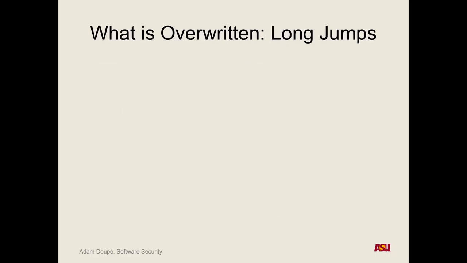Okay, so what else can we overwrite? One cool thing is longjumps. So what are longjumps used for in C? Does C have exceptions? No, not really, right? It just has signals.